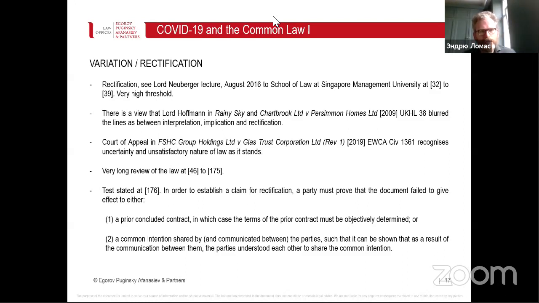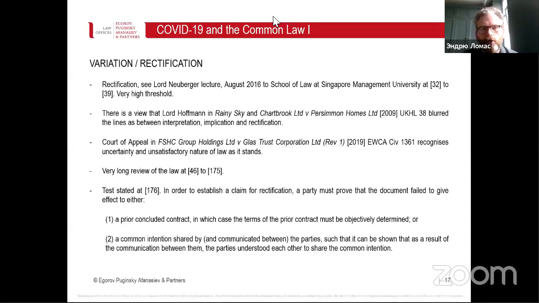Now, there is a view here. So again, we come back to this preliminary issue as to reasonableness versus certainty, and there being perhaps some movement in how English courts are approaching all this. And as I say in the second bullet of this slide, there's a view that Lord Hoffmann in Chartbrook and Lord Clarke in Rainy Sky, that essentially the lines have been blurred here between interpretation, implication, and rectification. And we've dealt already with interpretation and implication, and that's Lord Clarke in Rainy Sky. I won't go into that anymore.